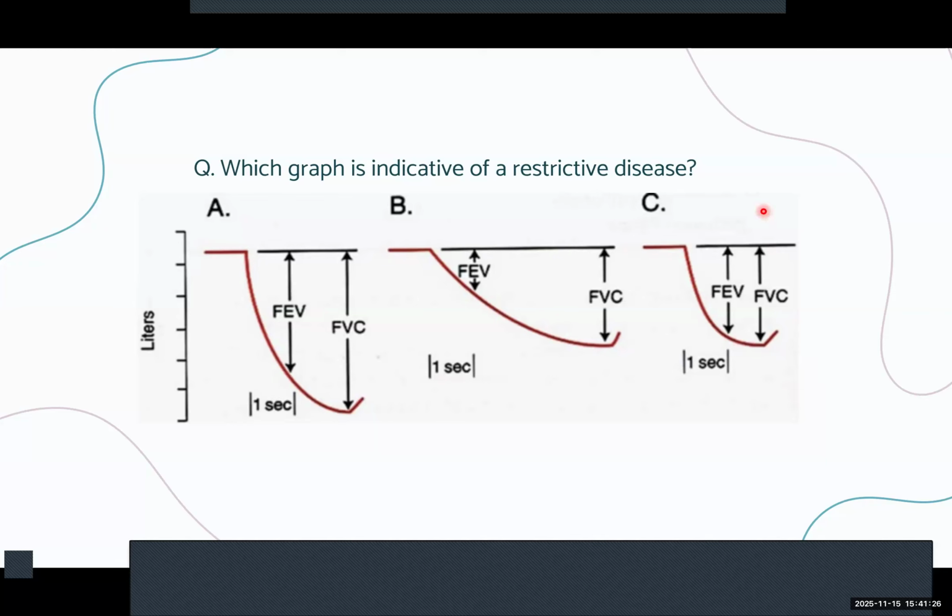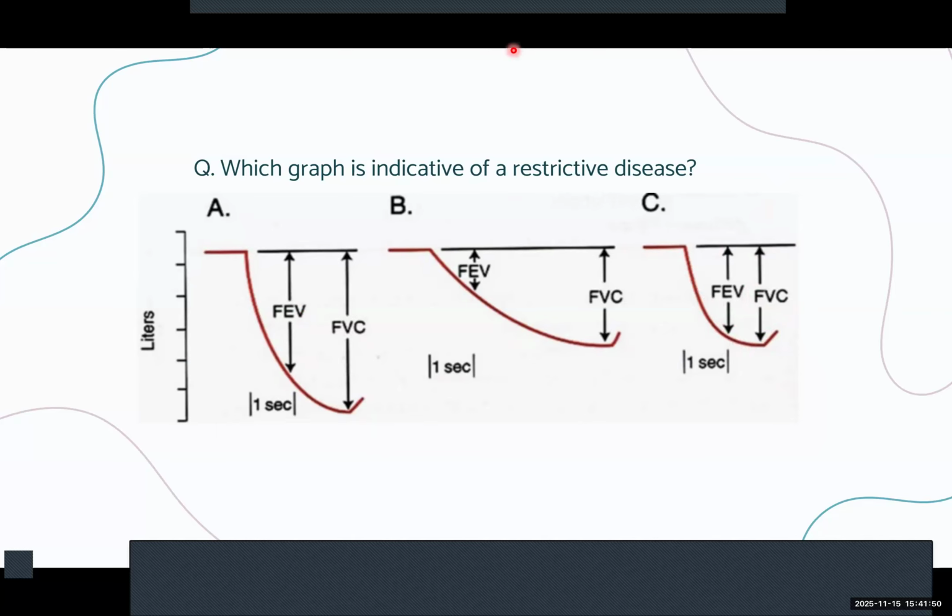If you look at C, you see that his FEV1 is approximately the same, because you have increased recoil but less compliance. So you would have problems in inhaling, but in a graph like this, where they're talking about exhalation, it's going to have almost the same exhalation, obviously with less exhalation, but similar to the normal one. So yes, the answer is C.